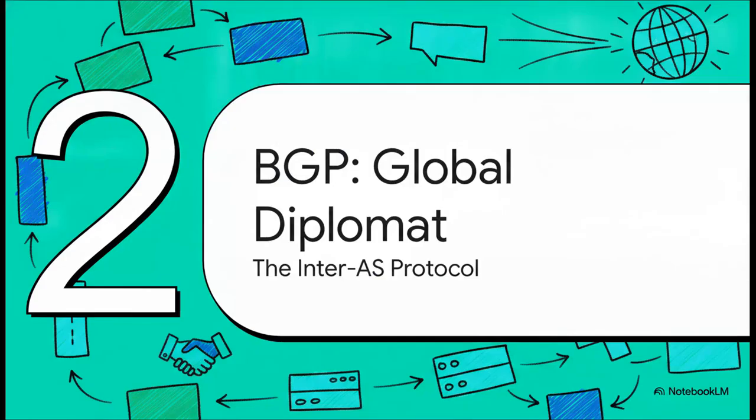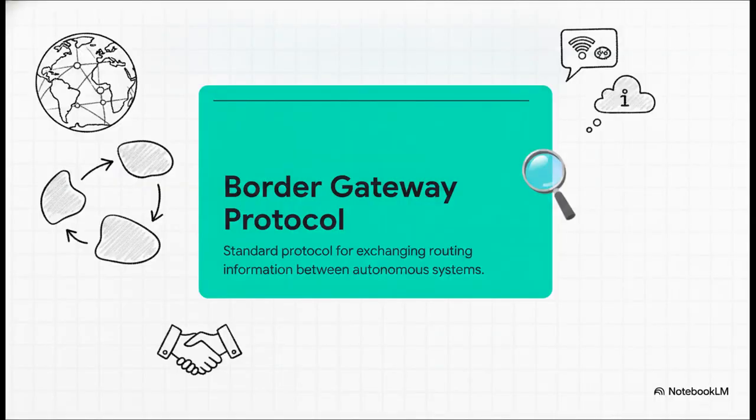Which brings us to Section 2, BGP, the global diplomat. So how do these independent countries actually communicate? They use BGP, or the Border Gateway Protocol. If an autonomous system is an independent nation, BGP is the universal diplomatic language they all speak. It negotiates the borders, it establishes the trade routes across the web. Because BGP is specifically engineered to juggle these incredibly complex routing decisions between totally different administrative domains, it is literally the undisputed heavyweight protocol of the internet.